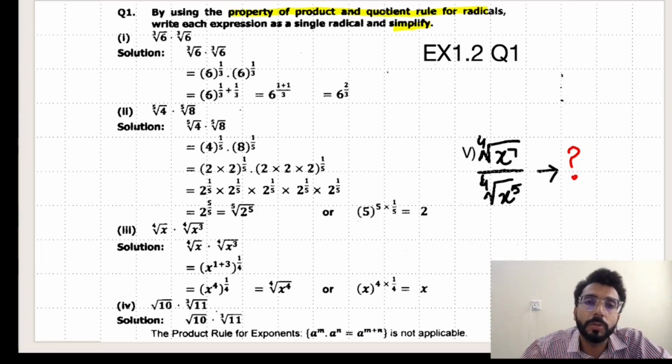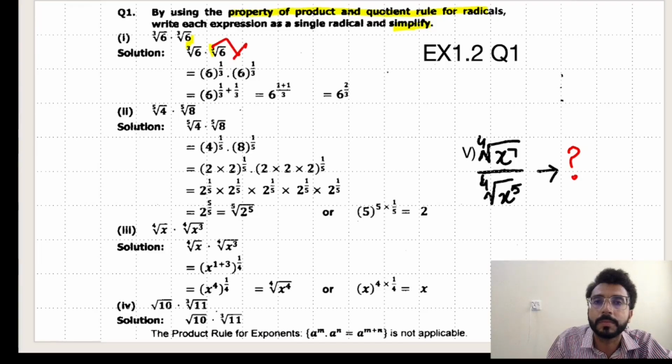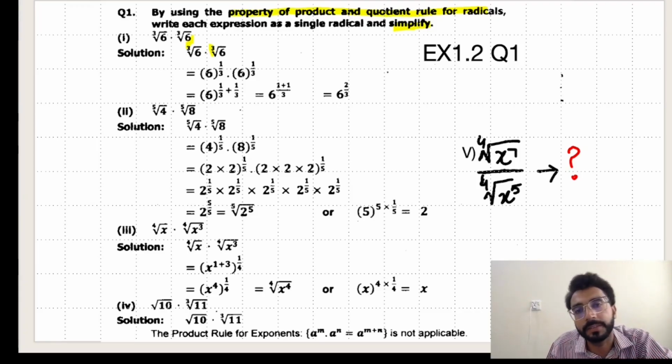Here, cube root of 6 into cube root of 6. What do we call 3 and 3? It is called the index of the radical. We look at the question: if both indices are the same, then we can apply the product and quotient rule of radicals. Let's look at the first question. The index is 3, the same.